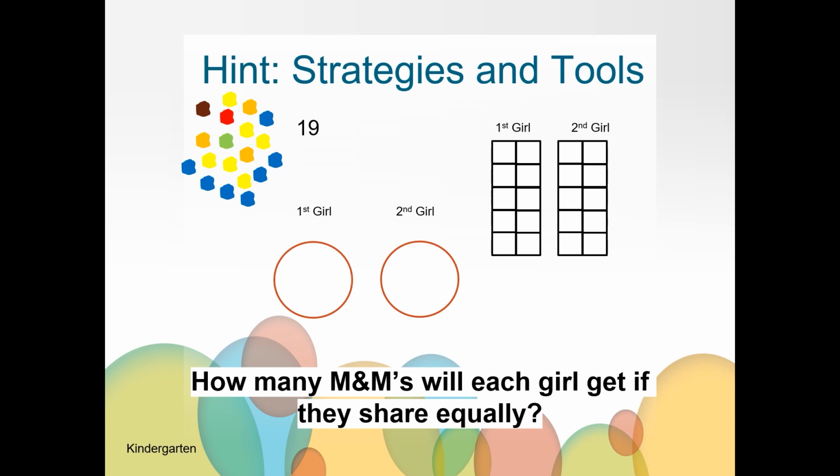What strategies or tools could you use? You could draw a picture. You could use a 10 frame. You could use counters or another counting strategy as well. Use a strategy to solve the problem. How many M&Ms will each girl get if they share the 19 M&Ms equally?